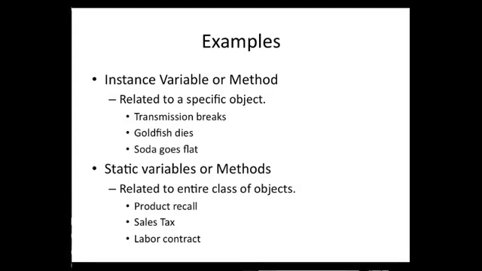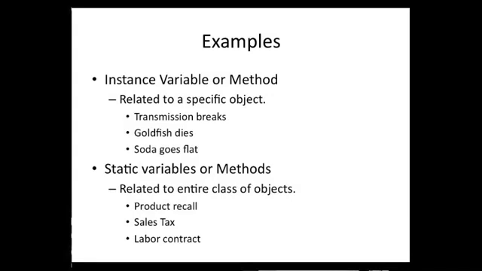So if there's a product recall, let's say for example you've got a crib for a child, they're always being recalled. Every single crib that was made by that manufacturer gets recalled. So that is static: the recall or the warranty on that item is tied to all instances of that class.